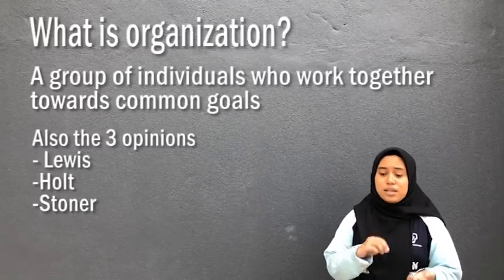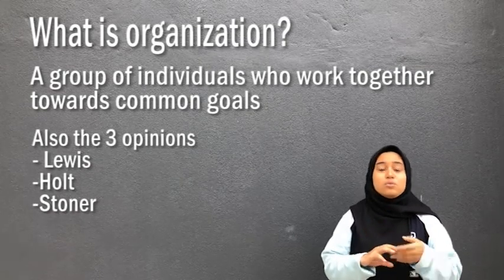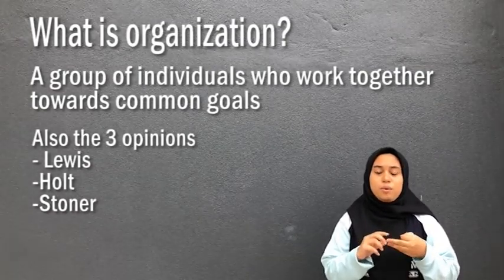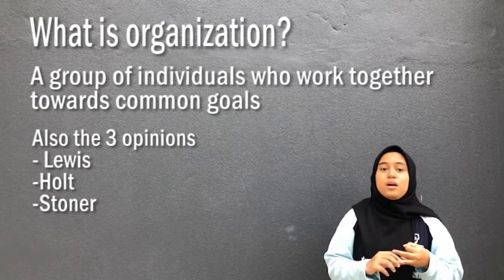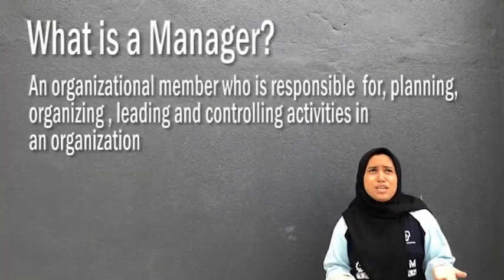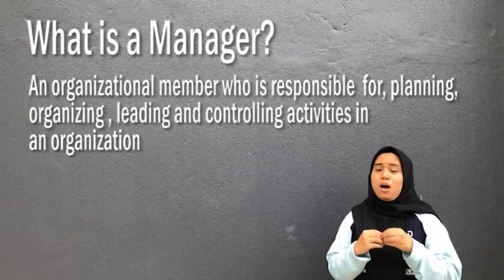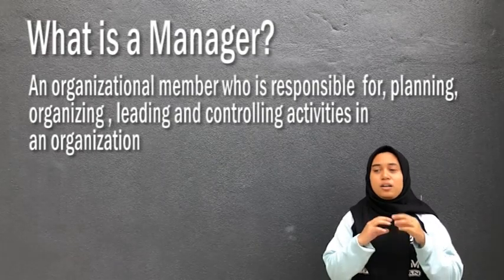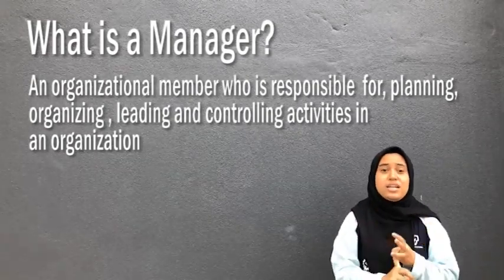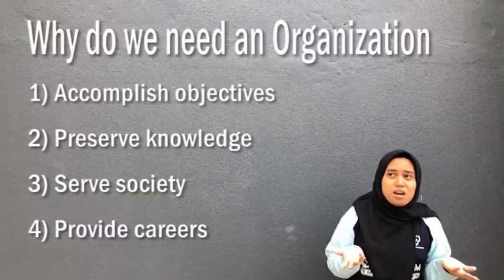So what is an organization? An organization is a group of individuals that works together, and it also depends on the three opinions, from Louis, Hope, and Stoner. So what is a manager? A manager is an organizational individual that applies the concepts of planning, organizing, leading, and controlling to achieve the target.